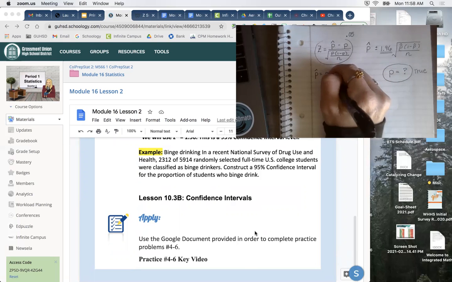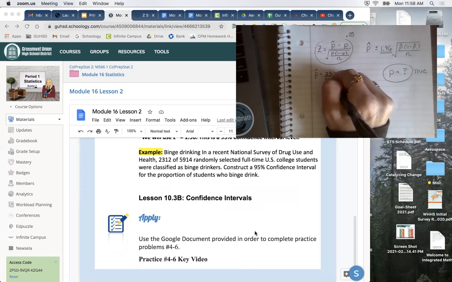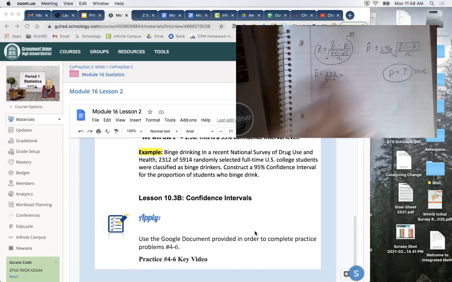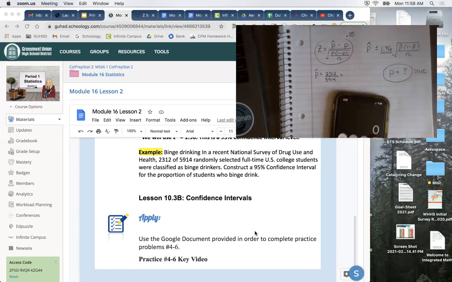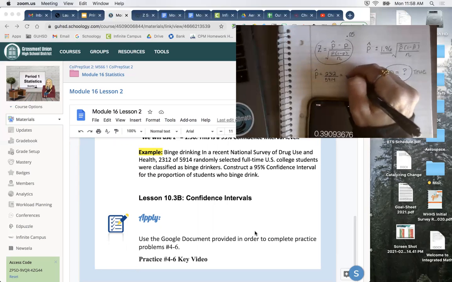So we're going to take our 2,312 and divide by the 5,914. This will give us the proportion that are labeled or classified as binge drinkers. So I'm going to grab my calculator. 2,312 divided by 5,914. I get that the proportion is 39%.